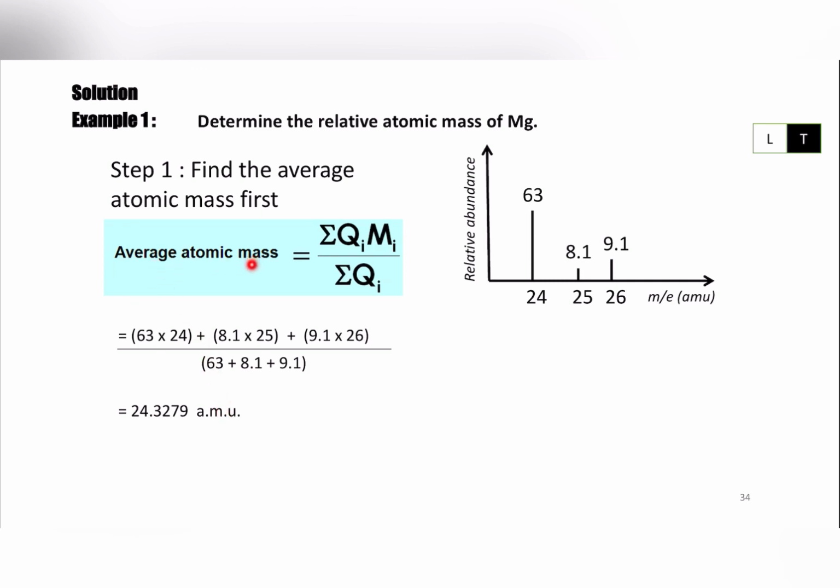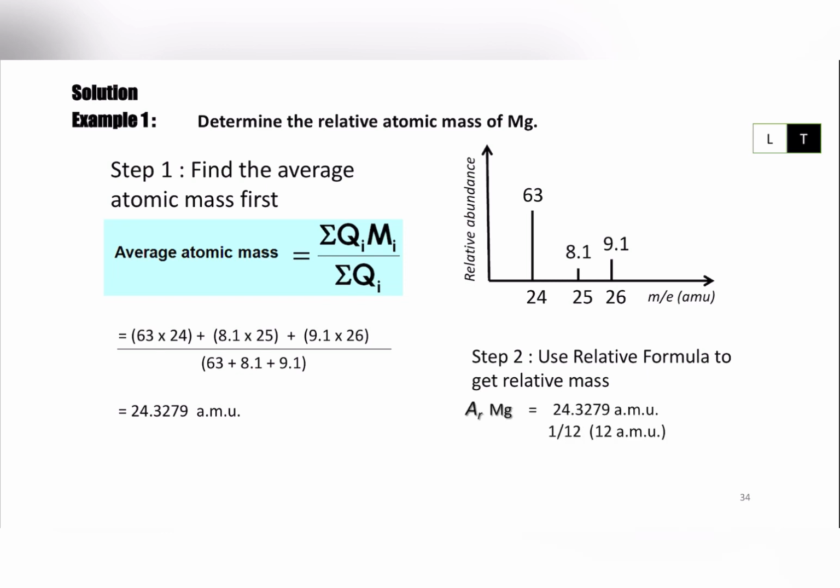Please remember, you still have to put the units for this one because you are calculating the average atomic mass. Now we go to the second step, step 2, by using the relative formula to get the relative mass without units. So I'm going to put Ar for magnesium. Ar is the short form for relative atomic mass, equals to 24.3279 amu that you got from step 1 over 1/12 of a carbon-12 atom. So you will get the final value the same but without units. So this is the final answer for the solution of example 1.